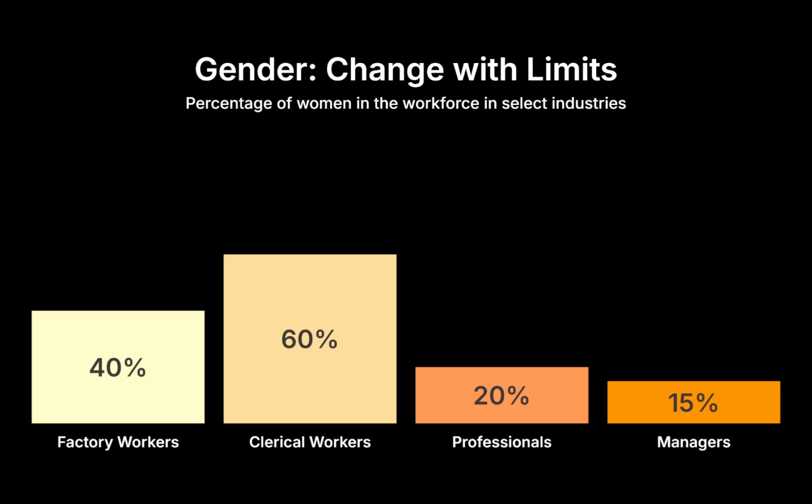Why might economic participation not automatically lead to political equality? Because cultural norms and legal systems can limit rights even when economic roles change.